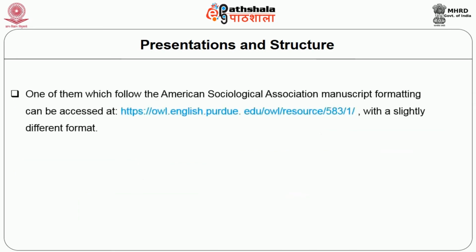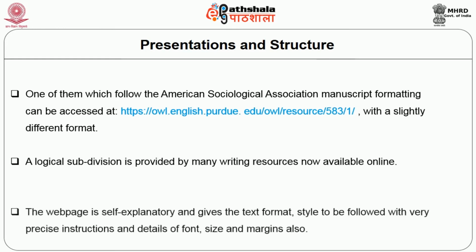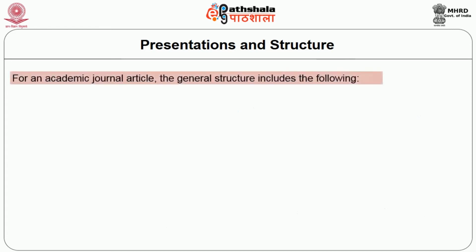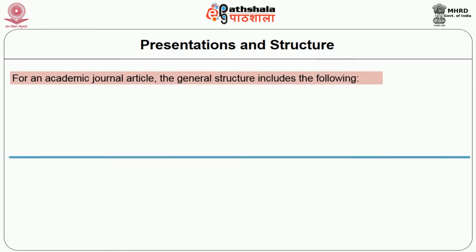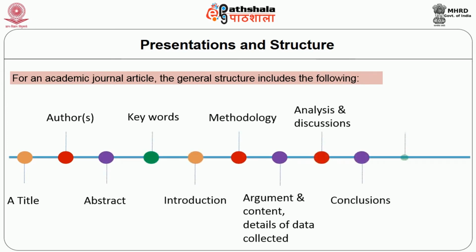One can follow the American Sociological Association manuscript styles for the logical subdivisions and understanding. The web page is a self-explanatory one, and it gives the text and format and style to be used with very precise instructions regarding details of font size and margins also. For an academic journal article, the general structure includes the title, author, details, abstracts, keywords, introduction, methodology, argument and content, details of data collected, analysis and discussions, some conclusions, footnotes and references.